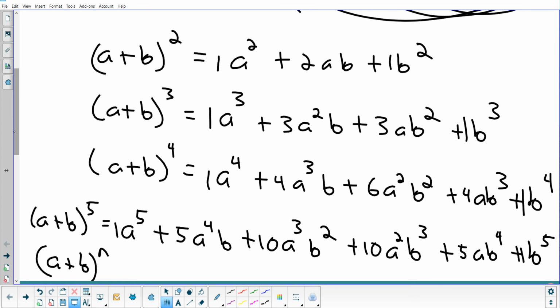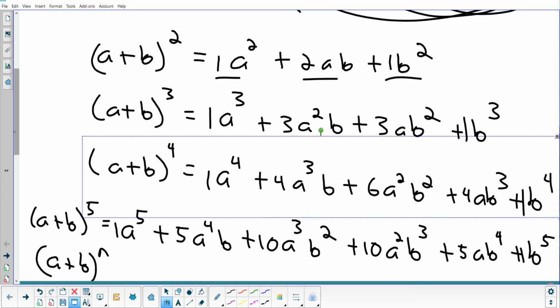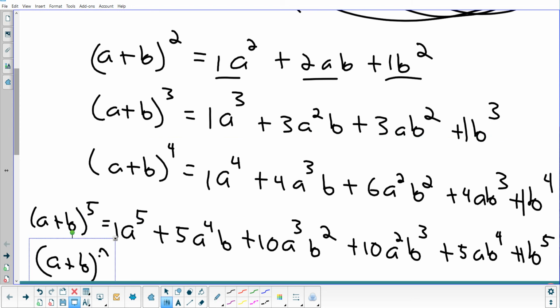Does anybody see a connection between how many terms you end up with and the power you were raising to? Yep. The exponent plus 1 is the amount of terms. If you square, as Nick said earlier, you get 3. You get a trinomial. If you raise to the 4th power, 1, 2, 3, 4, 5 terms. So whatever power you're using for your exponent here, you get 1 more in terms of how many terms you get. Does anybody notice any other patterns?